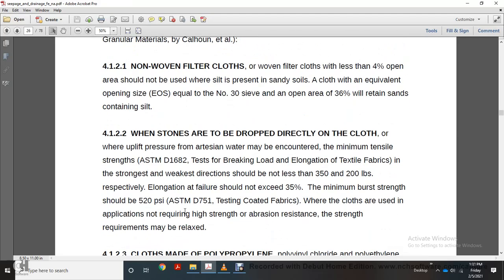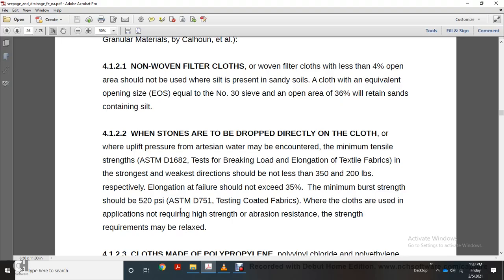When stones are dropped directly on the cloth, or uplift pressure of artesian water may be encountered, the minimum tensile strength by ASTM D1682, the test for breaking load and elongation of textile fabrics, in the strongest and weakest direction should not be less than 350 and 200 pounds respectively. Elongation at failure should not exceed 35%, and the minimum burst strength should not be less than 520 psi, ASTM D751, testing coated fabrics.